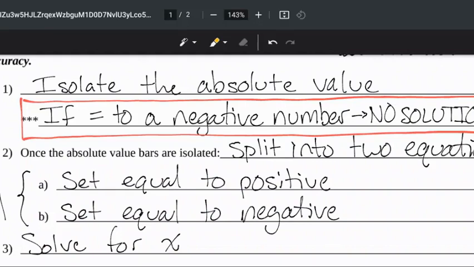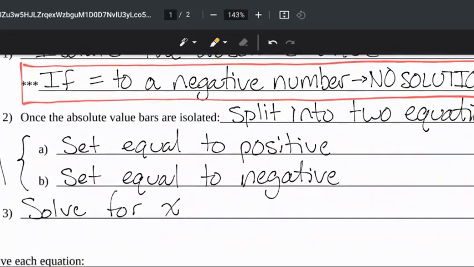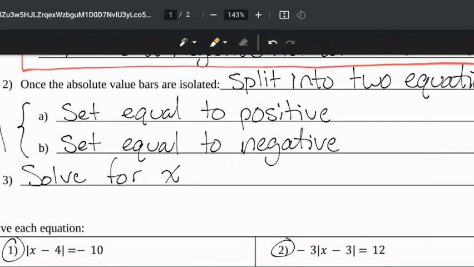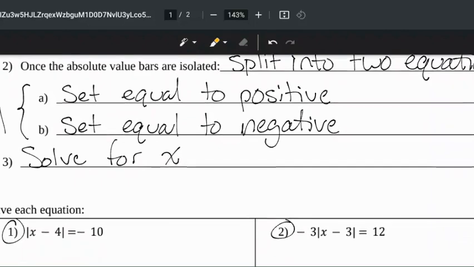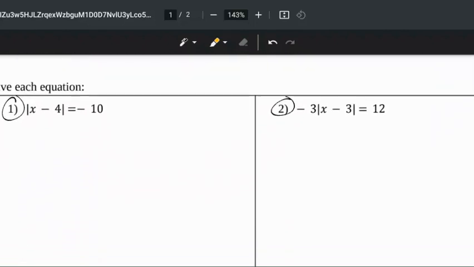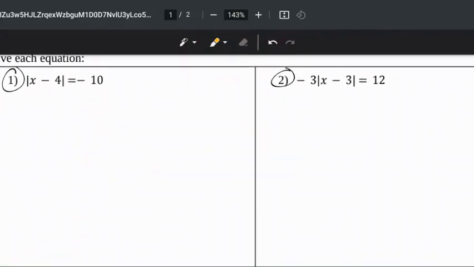Other than that, we just continue as normal. If it is not a negative number, we just continue like yesterday. So we split into two equations. We drop the absolute value bars and we set the equation equal to the positive, and we set the equation equal to a negative, and then we solve for x.